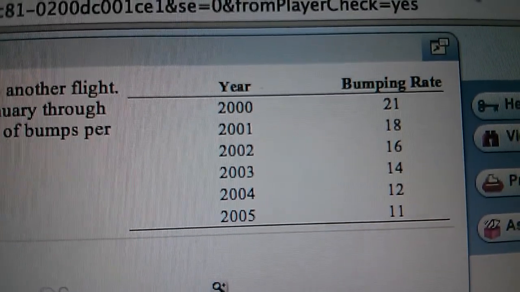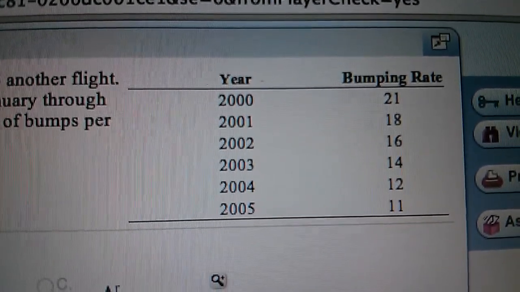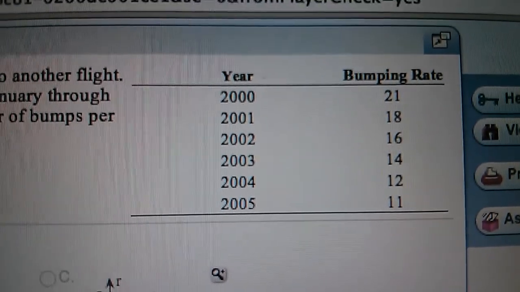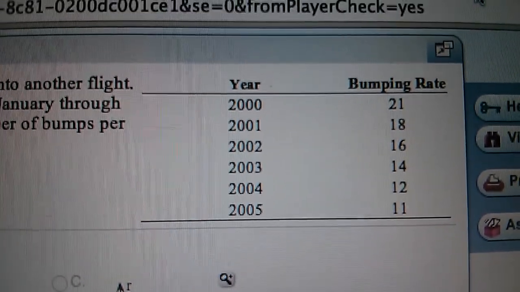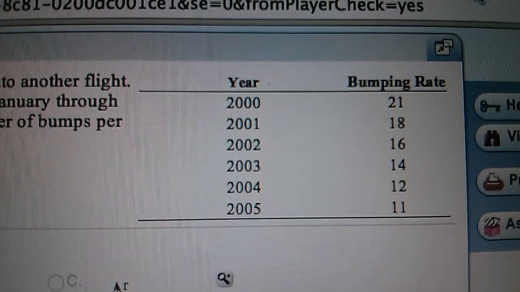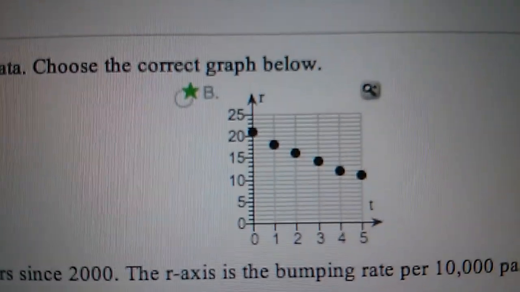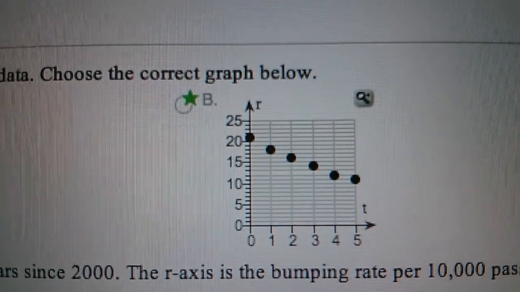Now, it says specifically from the year 2000. So what that means is we start keeping track in the year 2000. So the year 2000 becomes our 0, 2001 becomes a 1, and 2005 becomes a 5. So this represents the data fairly well.